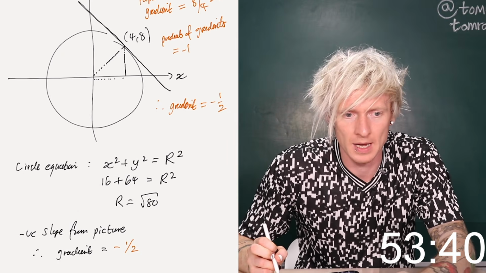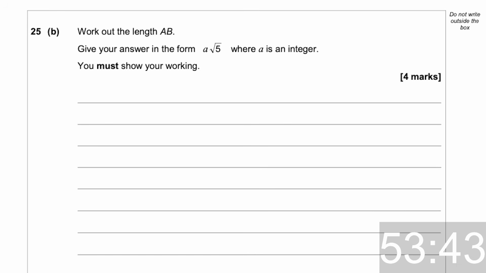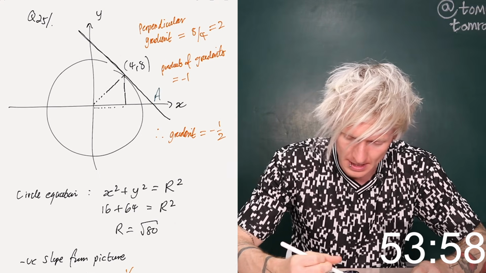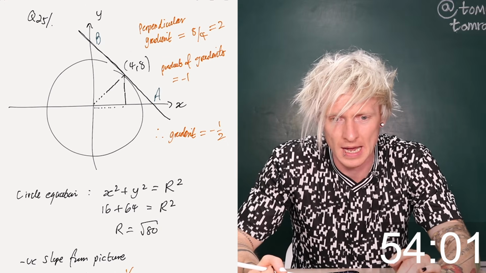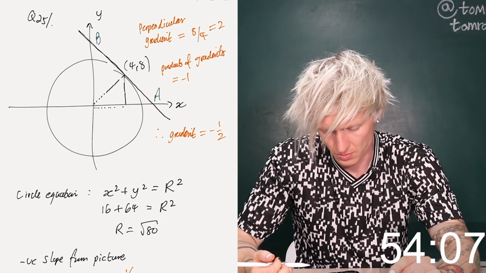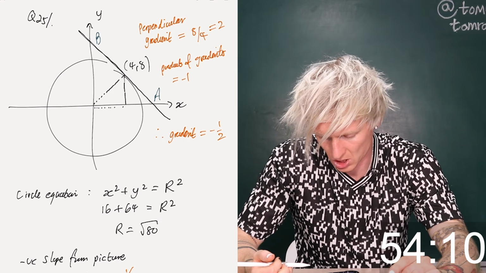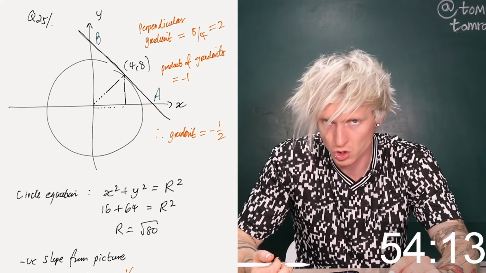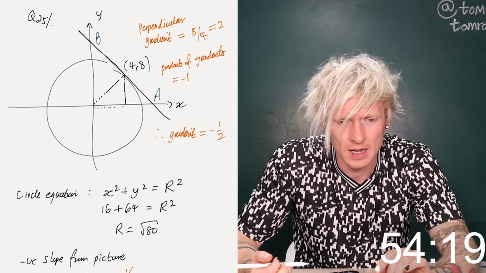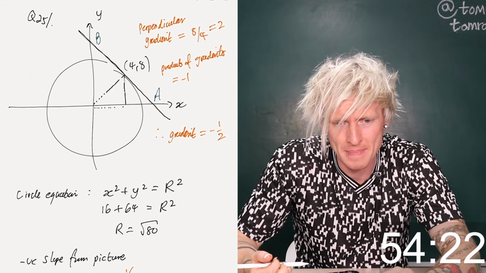Okay, 25b. Work out the length AB. Right. And I worked out the radius. Now it's helpful to know the radius, okay? So let's try and add this to the diagram. So I know these points A and B, so what do we know? A is at the bottom and B is at the top. I know the radius of the circle is the square root of 80, sure. And what am I trying to get here? I'm trying to find the length A to B.